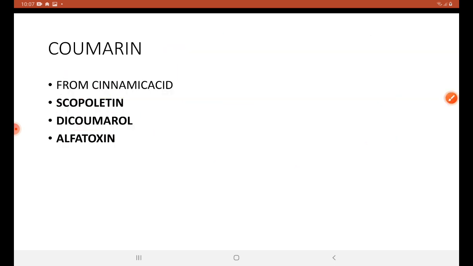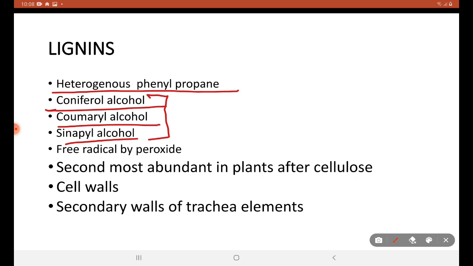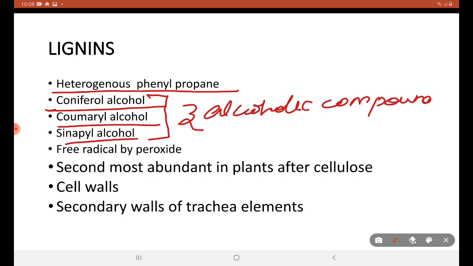Next we are going to see about lignin. Lignin, or heterogeneous phenylpropanol. It consists of three simple alcohols, that is coniferyl alcohol, coumaryl alcohol and sinapyl alcohol. Three alcoholic compounds. These are called monolignols.